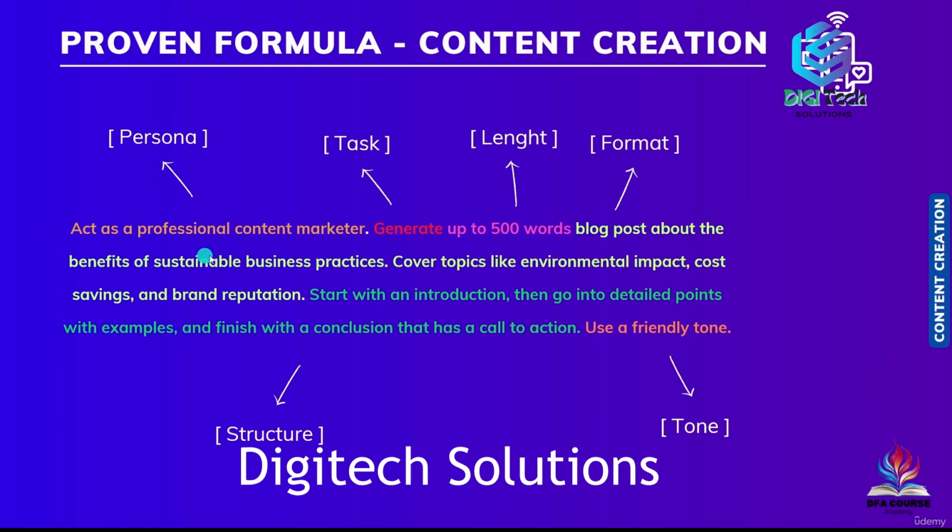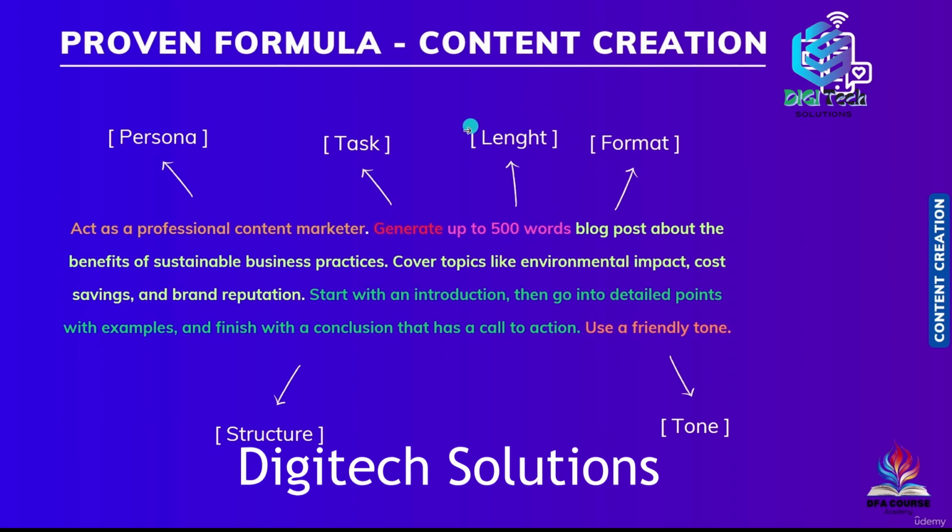Act as a professional content marketer, and this is our persona. So we give a kind of personality to ChatGPT to act as someone, as some specialist in a specific field. Next we've got the task. So here, generate, summarize, create, or even do something else. So we are specifying the task.